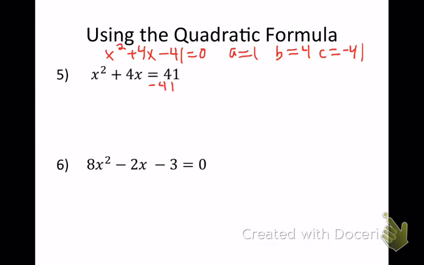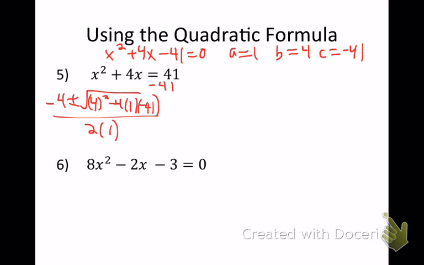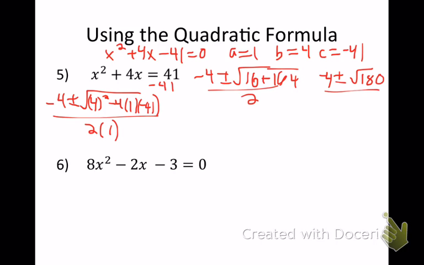All right, let's walk through number 5 here. So I need to plug the information in. I'm going to get negative 4 plus or minus the square root of 4 squared minus 4 times 1 times negative 41, all over 2 times 1. When I work that out, I get negative 4 plus or minus the square root of 16 plus 164, all over 2, or negative 4 plus or minus the square root of 180 all over 2.